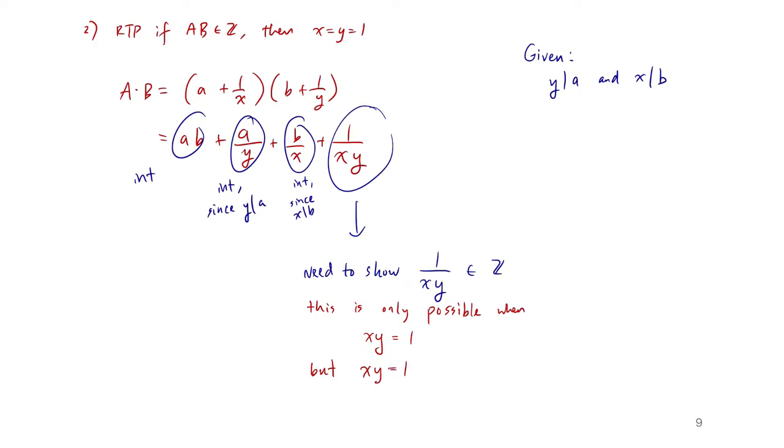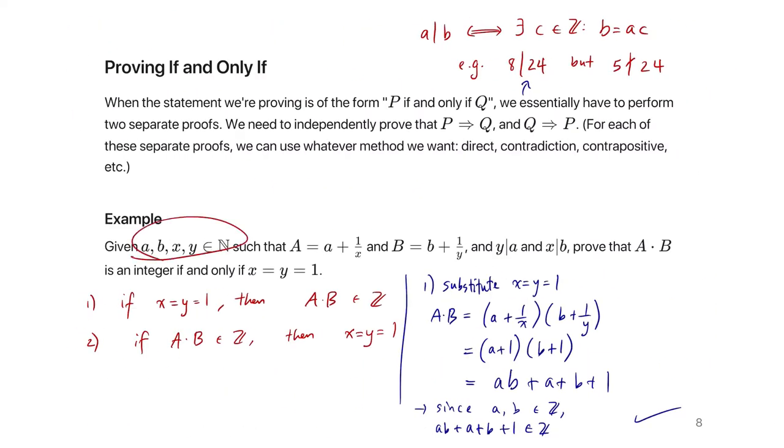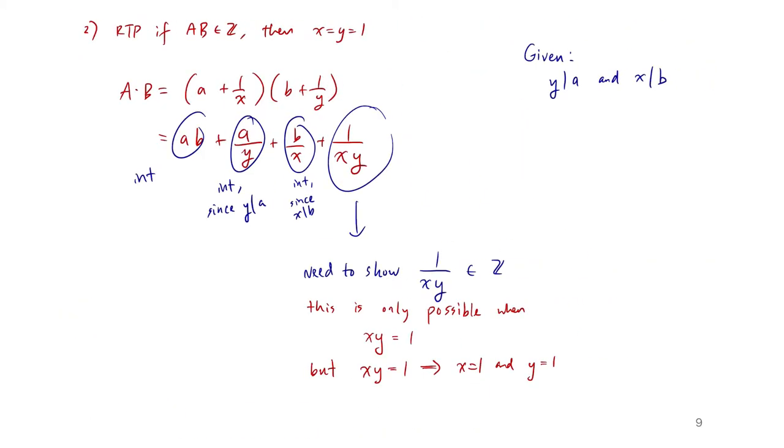But xy being equal to 1 implies that x is equal to 1 and y is equal to 1. You're absolutely right that x and y being negative 1 would work if we were allowing x and y themselves to be integers. But we said before, A, B, X, and Y are natural numbers. We're just saying that the product is an integer.